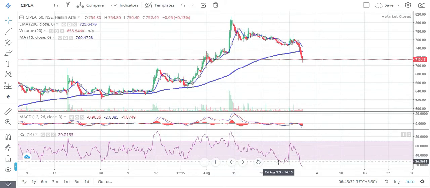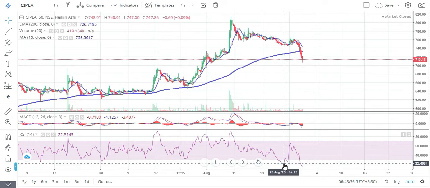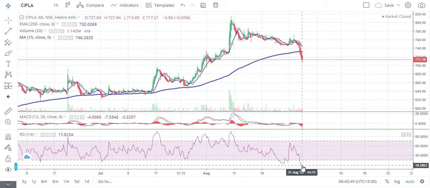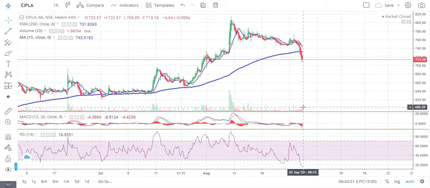It fell down, and then again at the oversold side, people felt it is cheaper to buy, so they started buying it again. Then they felt, okay, let's sell it again, let's lock in profits, and then again people started selling all the way to the bottom. So this is simply how the RSI indicator works.